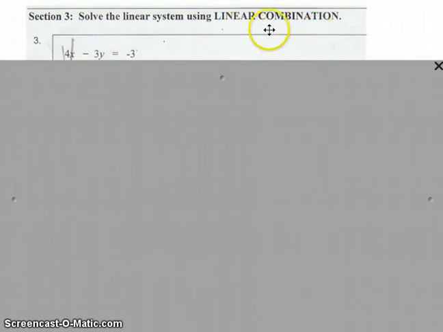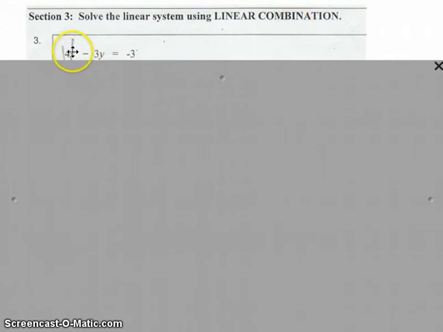There's one other method called linear combination, and a lot of students like this method best. It's hardest to remember, maybe because the name is kind of a mouthful, but once you get into it, you'll find that it seems to work most smoothly for a lot of people.